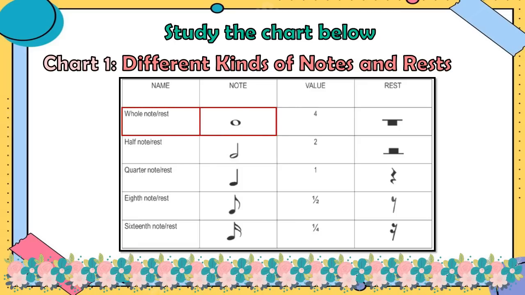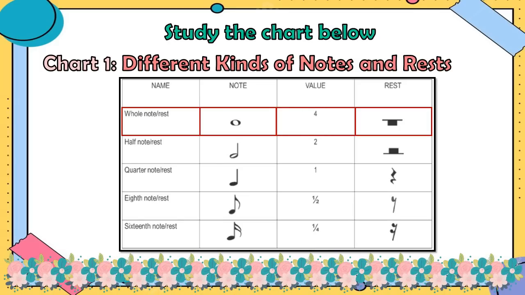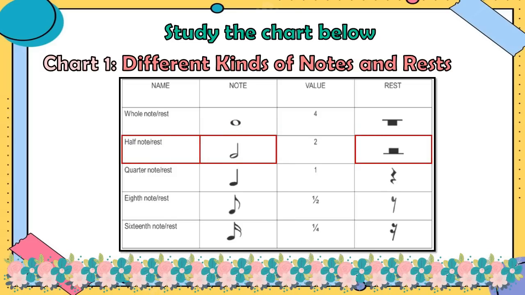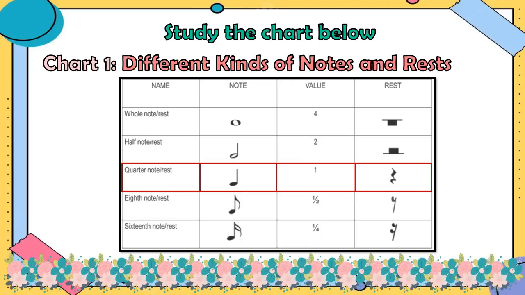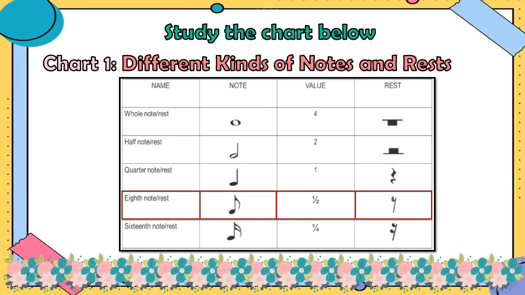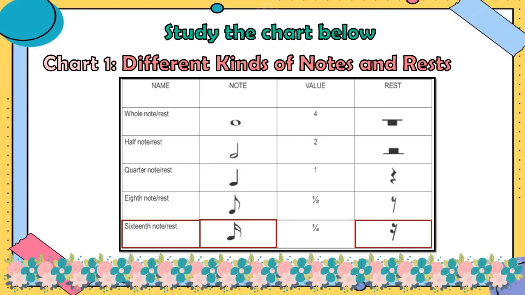This is the whole note, and this is the whole rest. The value of the whole note and whole rest is 4 beats. Next is the half note and half rest. The value of the half note and rest is 2 beats. Next is the quarter note and quarter rest. The value of the quarter note and rest is 1 beat. Next is the eighth note and eighth rest. The value of the eighth note and eighth rest is 1/2 beat. And then the 16th note and 16th rest. The value of the 16th note and rest is 1/4 beat.